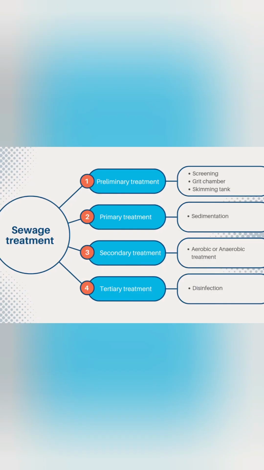So here is the overall flow of sewage treatment. Step 1 is the preliminary treatment. Step 2 is the primary treatment. Step 3 is secondary treatment, and step 4 is tertiary treatment. So this is what most PYQs and exam questions follow.